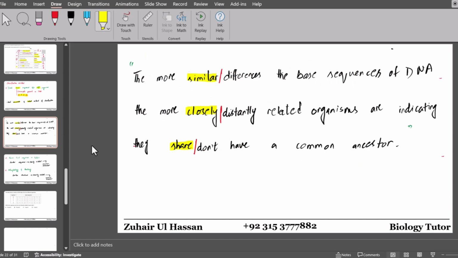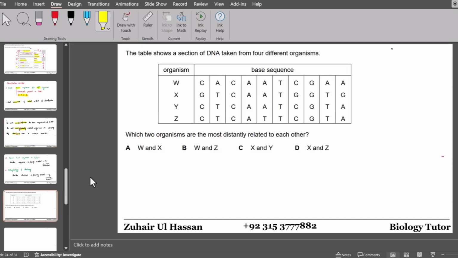Organisms that have a similar base sequence are closely related to each other, which means that they have a common ancestor. But if there are differences in the base sequence of two species, it means that they are not closely related to each other, they are distantly related to each other. And when they are not closely related, it means that they don't share a common ancestor. Let us do one question with the help of which you can easily understand this particular point.